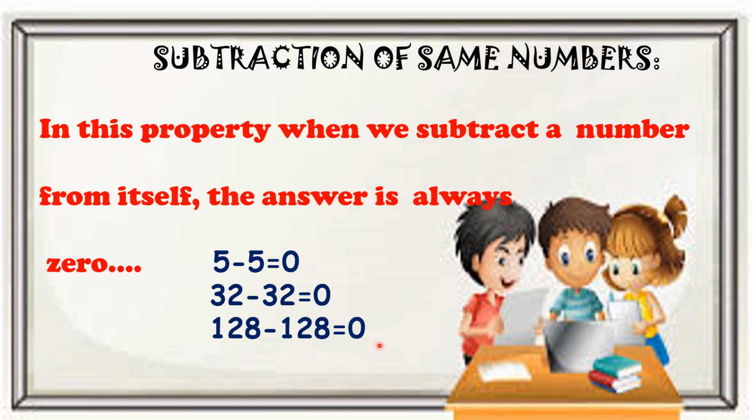For example, if you have 5 chocolates with you and you gave all the 5 chocolates to your friend, then how many chocolates are left with you? You will be left with no chocolate. That means 0. If we gave all the chocolates to your friend, then no chocolates are left with you. That means when we subtract same numbers, the answer is always 0.